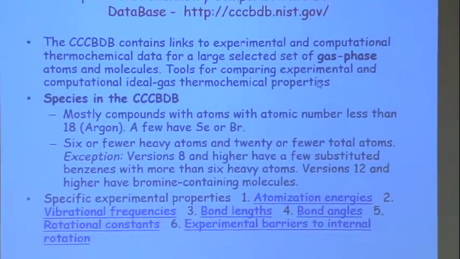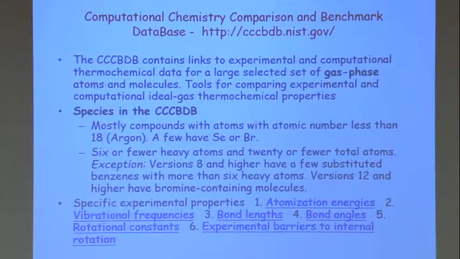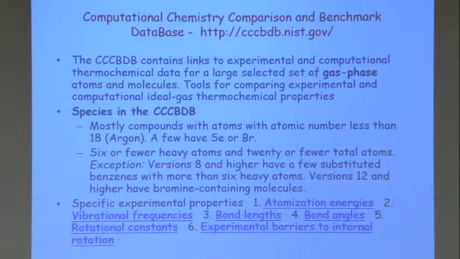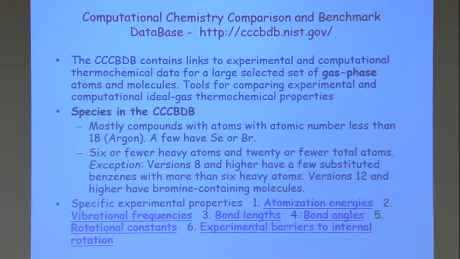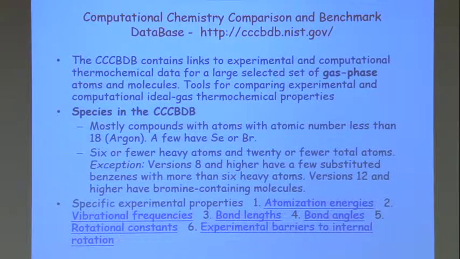But one good place to look, which you can get to from the NIST site, is this computational chemistry comparison and benchmark database. Do you use that? This really is good. It covers compounds with atoms with atomic number less than 18, which is argon, although some heavier species are there as well, and 6 or fewer heavy atoms. By heavy atoms, they mean things like carbon rather than hydrogen, and quite a lot of data in it. So let's have a look at that.